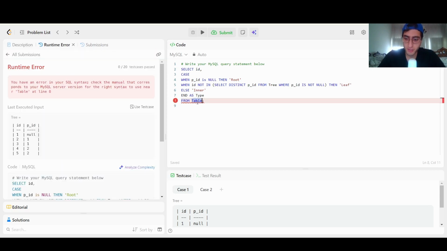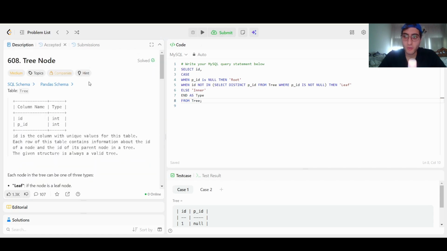Right, our table is called tree, not table. So let's submit again. And there we go. So that was the tree node problem on SQL. It's the first medium problem we solve on SQL in LeetCode. I hope I made that problem a bit easier for you and you understood it. So I hope that video helped you, and thanks for watching.